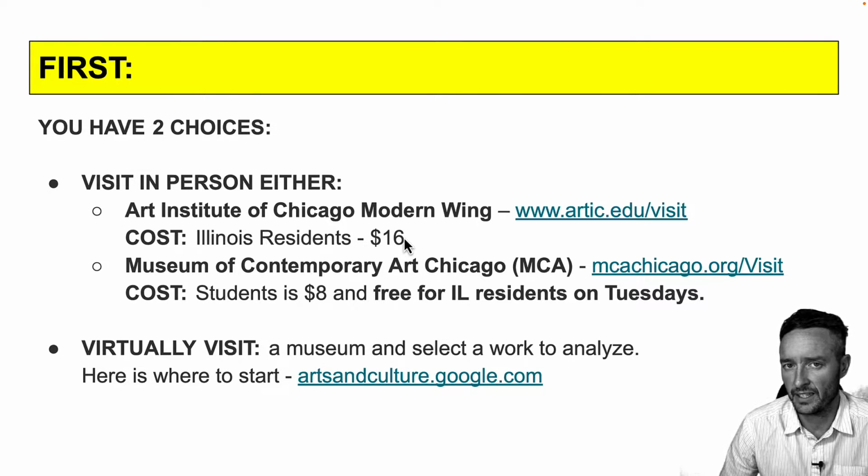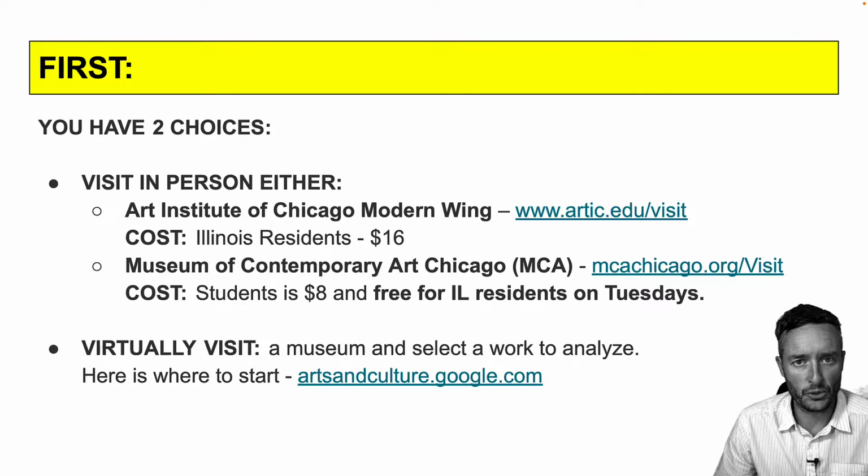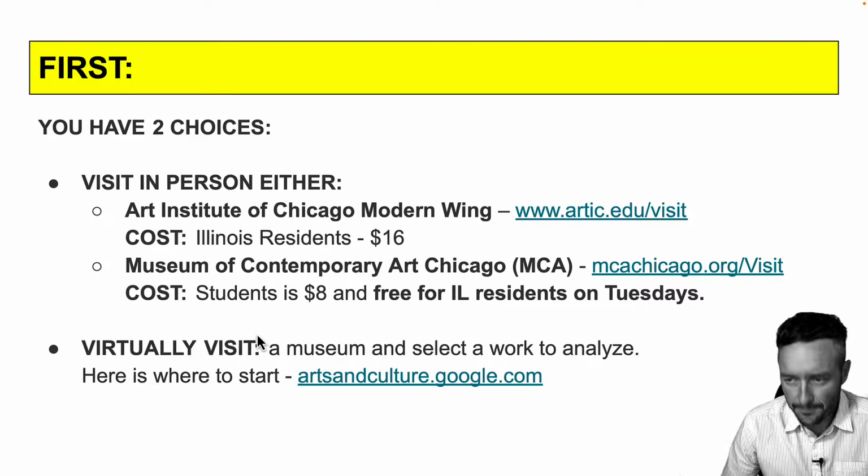I think the student rate is $19, so it's cheaper for you to go and pay the Illinois resident rate. So make sure that you bring an ID that proves that you're an Illinois resident, or I think a couple other proofs could be a bill in your name with a resident address. Okay. Now, the Museum of Contemporary Art Chicago, the MCA, is another choice. That one costs $8 for students to get in and is free for Illinois residents on Tuesdays. So if you went on a Tuesday, you could enter for free.